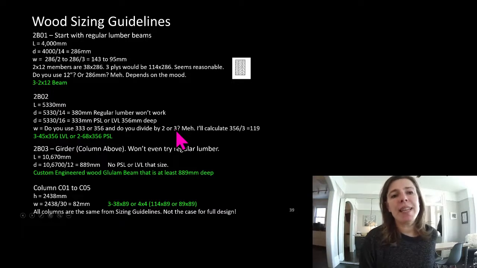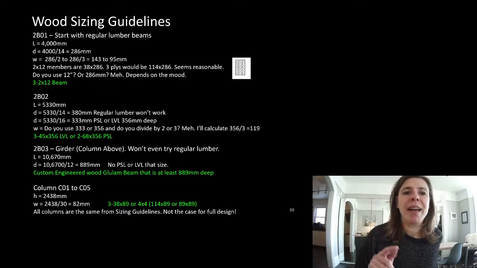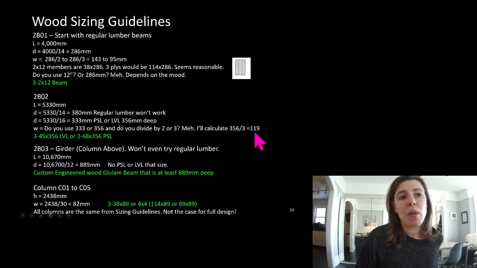Again, I'm going to make it easy for you on the assignment. It'll work so that any of those options work. In practice, this is just about drawing something reasonable. I'm going to use my 356 and divide it by 3. If you draw it, you'd see that it draws something that your eye goes, yeah, that looks right for what I expect to see there. So that calculates out to 119. Well, for 119, we could be using 3 plies of 45 by 356 LVL, or 2 plies of 68 by 356 PSL.